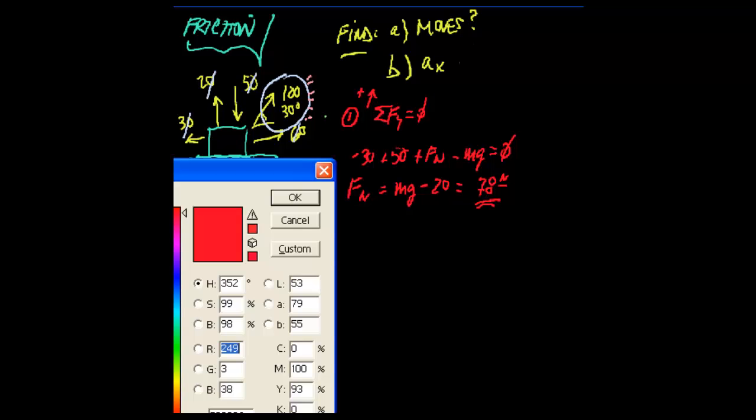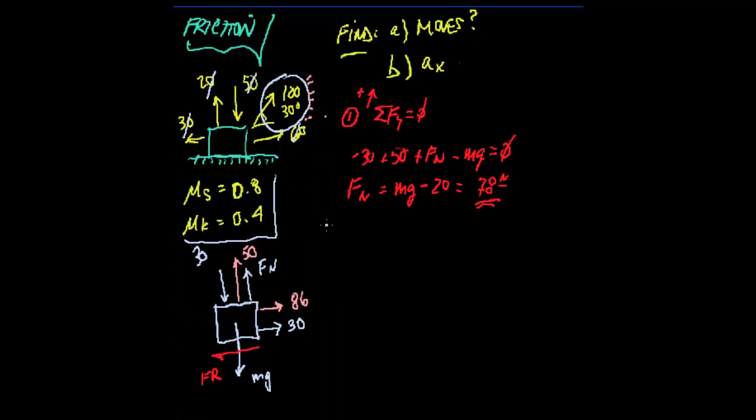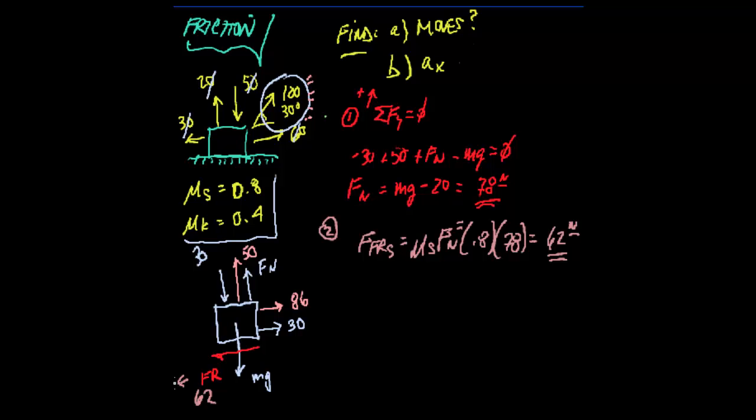If F of n is 78 newtons, then we can find out that the force of friction statically, from the friction equation, is going to equal 0.8 times 78. And if I had somebody here with a calculator, that would tell me that's somewhere around 60, about 62 newtons. Alright? That tells me how much friction is going to pull back. So this becomes a 62 that way.